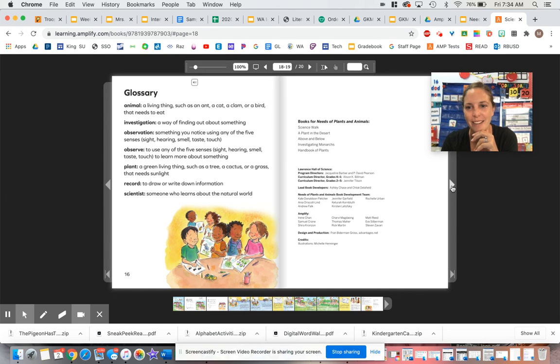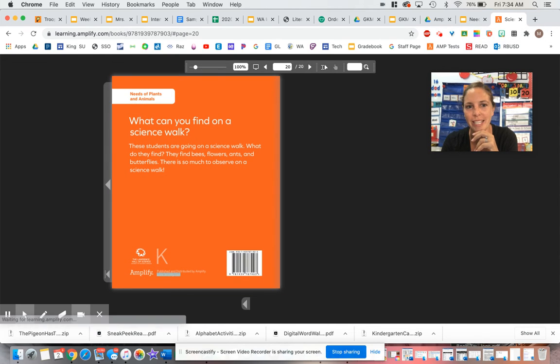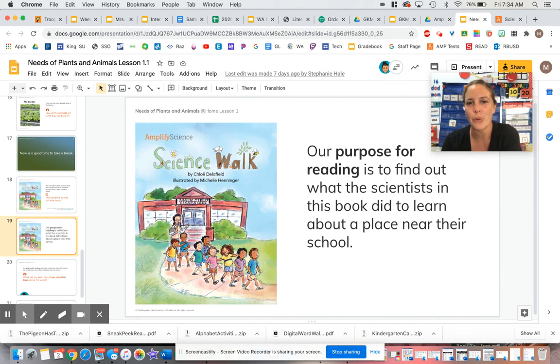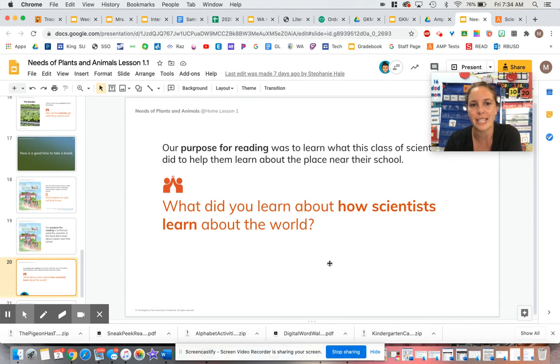All righty, that was our first book in this Amplify Science unit, and it's called Science Walk. All right, so our purpose for reading was to find out what scientists in the book did to learn about a place near their school. So this class, they were scientists and they went on a science walk and they observed different things.